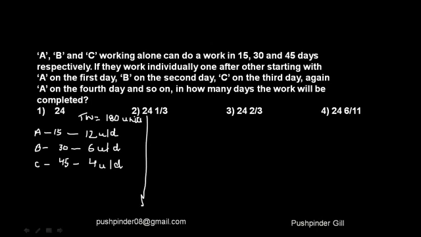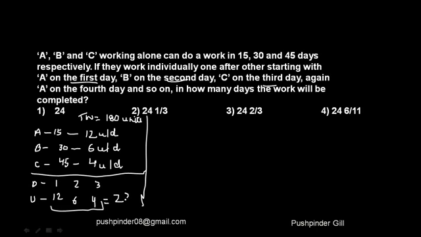So now let's get on with the question. Days are here and units are here. A works on the first day, B on the second day, and C on the third day. So A works on the first day, so he finishes 12 units. B on the second day finishes 6 units. C on the third day finishes 4 units, and that's how the cycle repeats. Which means that in a span of 3 days, they are going to finish 22 units.